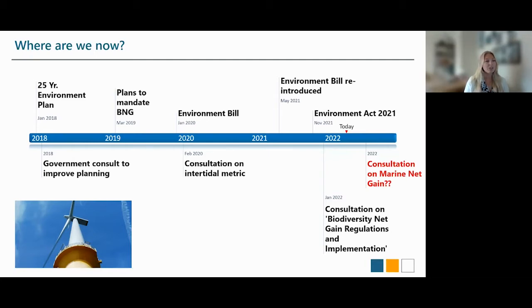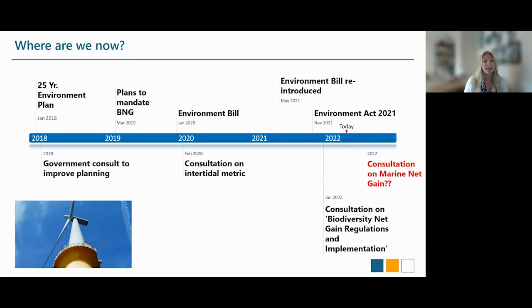Along that time as well, in January 2020, the Environment Bill was introduced to Parliament, and the bill provides the statutory system for implementing net gain. It did stall for quite a while in Parliament, mainly as a result of COVID, but in May 2021, it was reintroduced. And at the point it was reintroduced, it then included nationally significant infrastructure projects, or NSIPs, because up until then they had been exempt. The bill then received royal assent in November 2021, so we now have the Environment Act 2021.